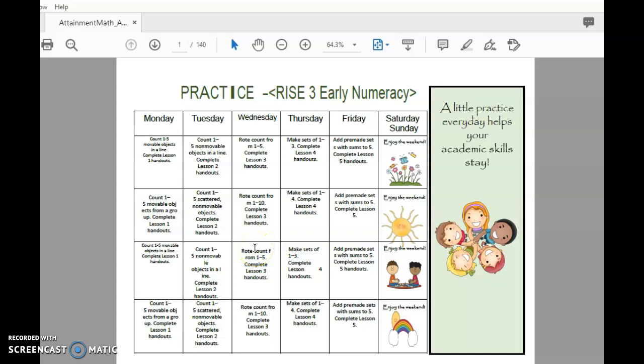Alright, so today we're going to be looking at Wednesday, and we're looking at the last week. Let's do a counting review from 1 through 10, and then we're going to complete the lesson 3 handout. So let's count 1 through 10. Ready? 1, 2, 3, 4, 5, 6, 7, 8, 9, 10.